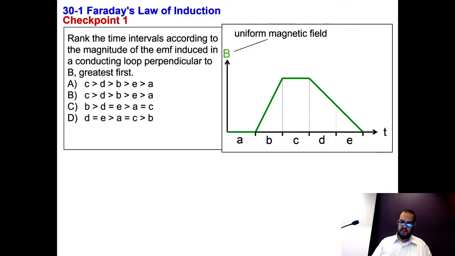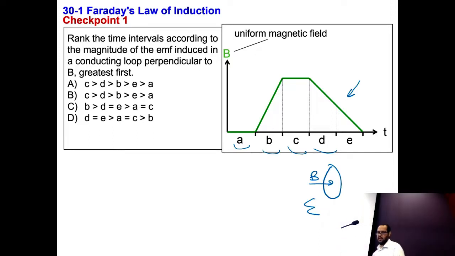Imagine we have a loop, this is the magnetic field B, and this is how the magnetic field is changing. We want you to rank the induced EMFs in these different sections: A, B, C. Obviously, D and E should be the same. Here choose between A, greatest first, B, C, or D. I'll give you 20 or 30 seconds.